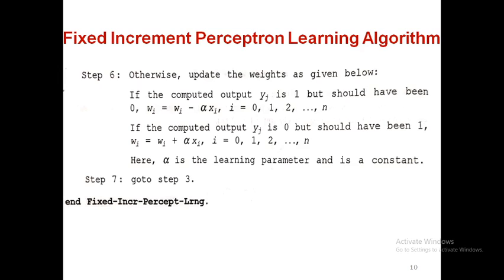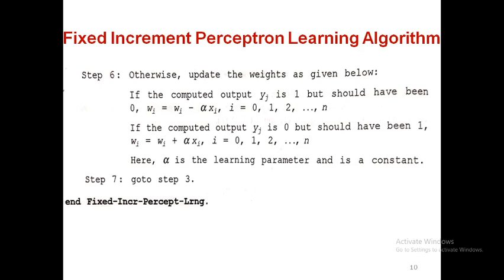If the computed output yj is 0 but should have been 1, the obtained is again not equal to the required. In that case, the obtained is 0 but it should be 1, so you have to find the corresponding output neurons and increase the weights. So here wi = wi + alpha * xi, where i is equal to 1 to n. Here we have fixed the threshold value and we are updating only the connection weights.